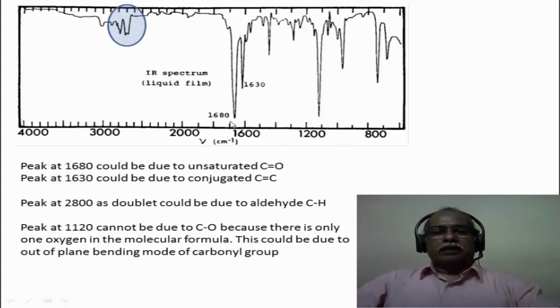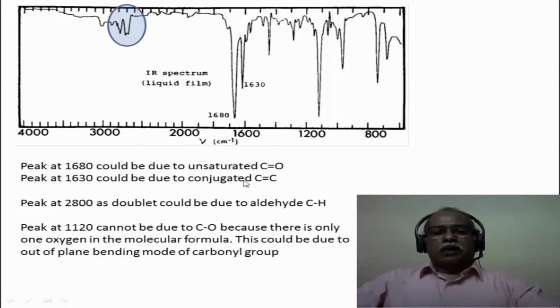Now there is a peak at 1680, which is probably due to alpha beta unsaturated carbonyl functional group, and 1630 corresponds to C double bond C kind of a stretching frequency. So one can presume that this molecule is an alpha beta unsaturated carbonyl compound.